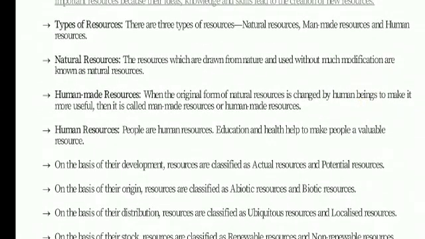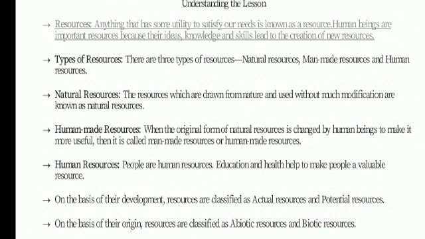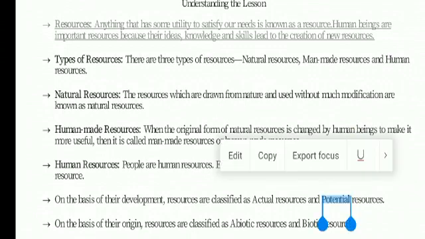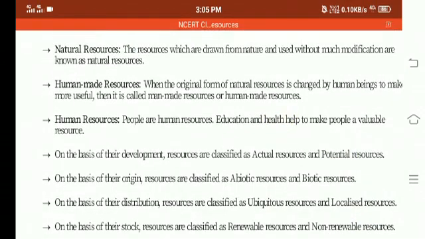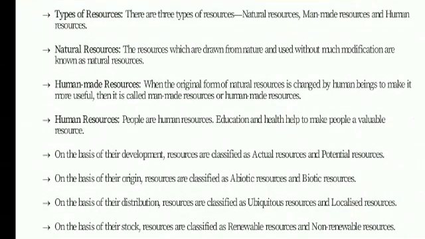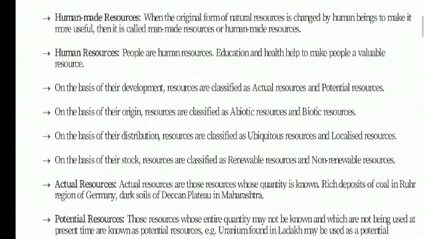Types of resources. There are three types of resources: natural, man-made, and human resources. Natural resources, which are drawn from nature and used without much modification, are known as natural resources. When the original form of natural resources is changed by human beings to make it more useful, it is called man-made or human-made resources. Human resources. People are human resources. Education and health help to make people a valuable resource.